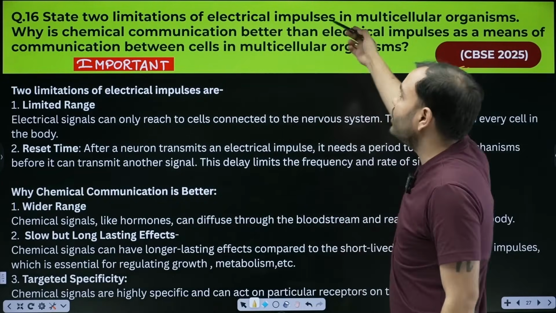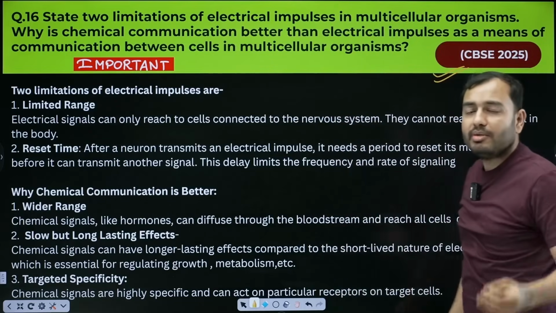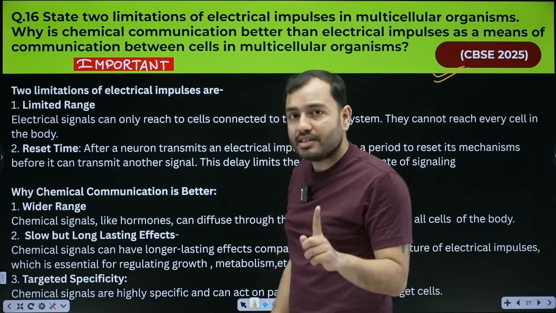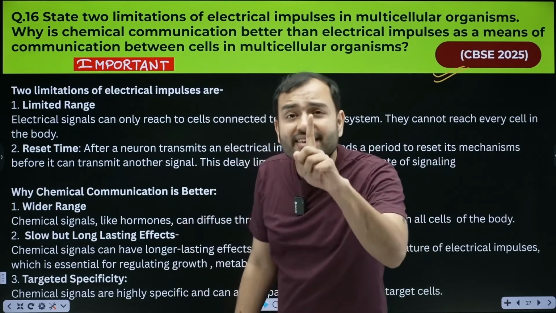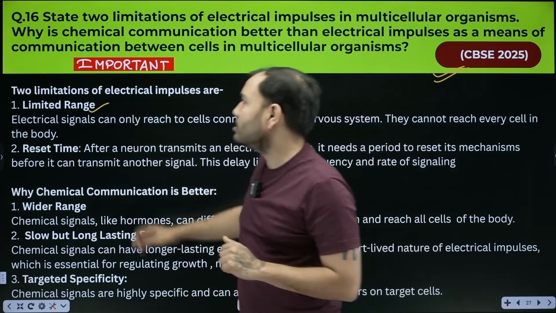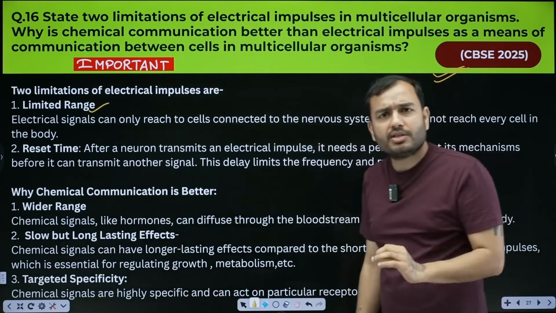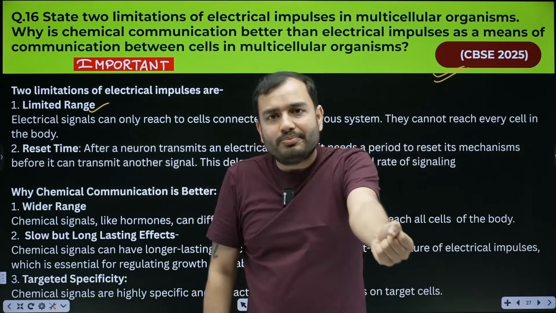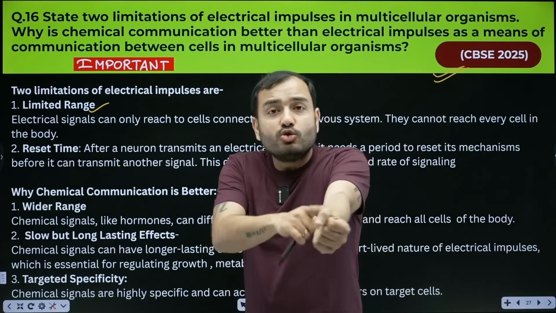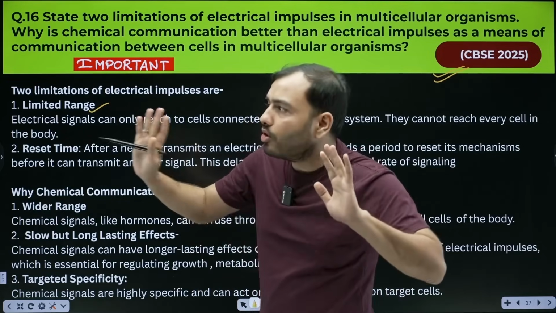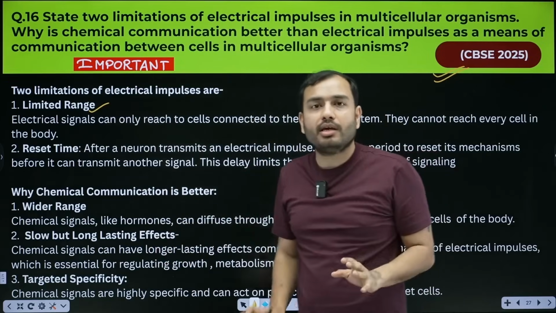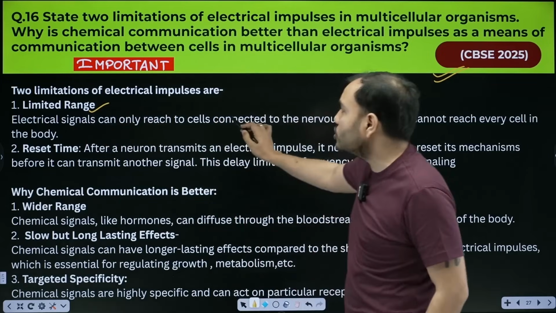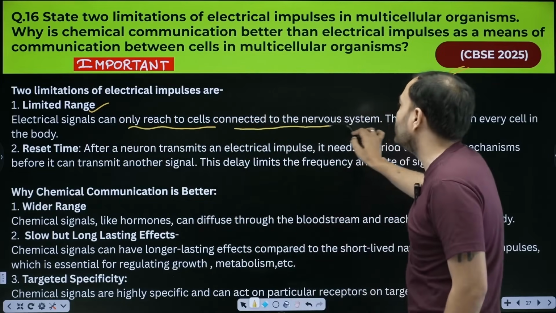State two limitations of electrical impulse in multicellular organisms. Electrical impulse means the nervous system. State two limitations of impulse. Pay attention. Be careful. The first limitation is its limited range. The electrical impulse will only reach those cells that are touching the neurons or are connected to the neuron. If a cell is not in contact with a neuron, the electric impulse cannot reach there. Limited range. Electric signals can only reach cells connected to the nervous system.